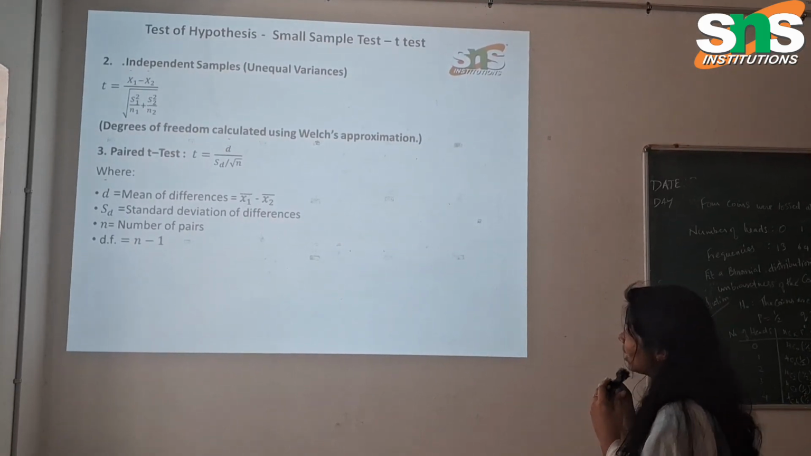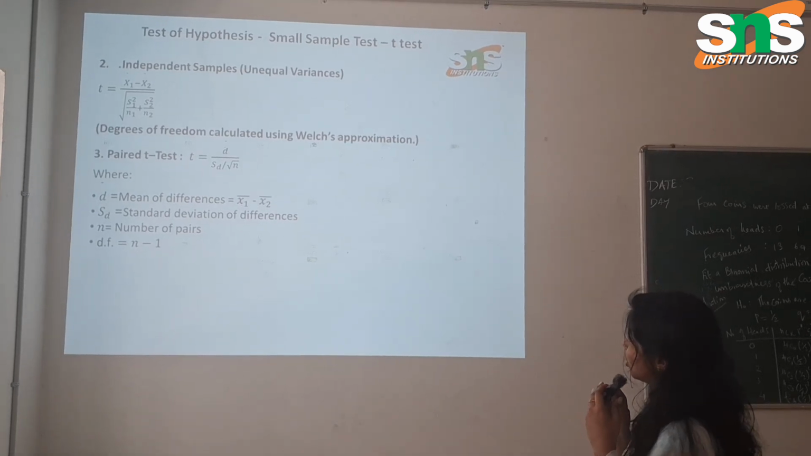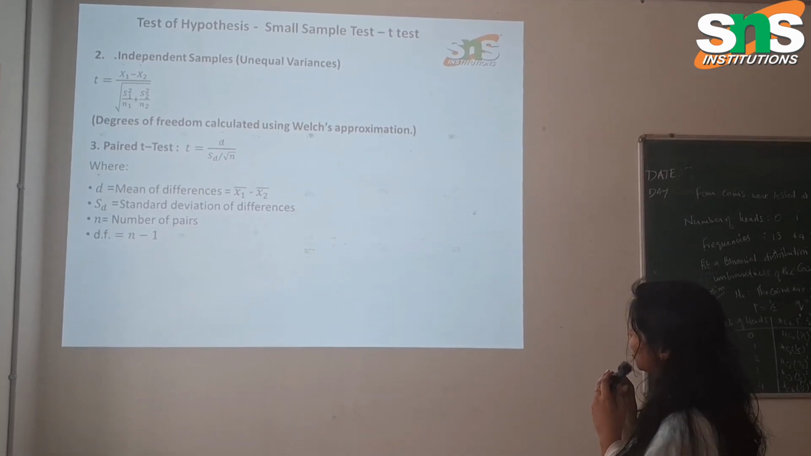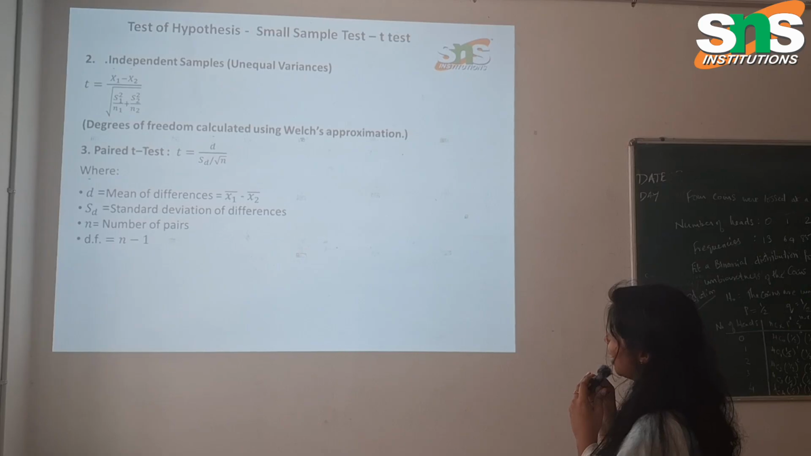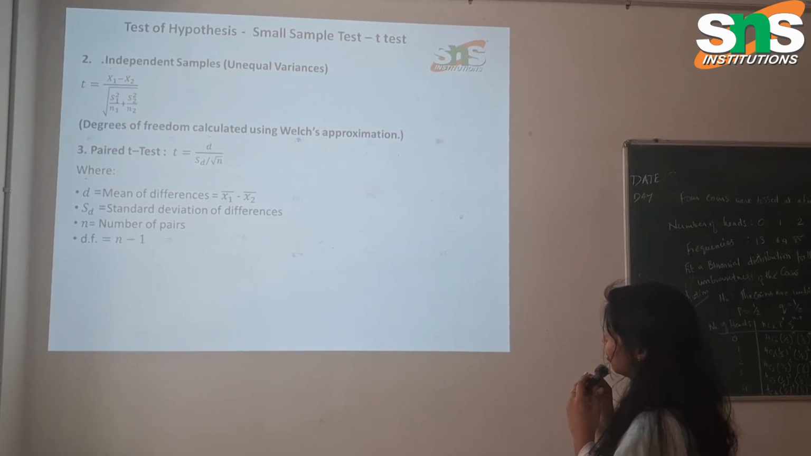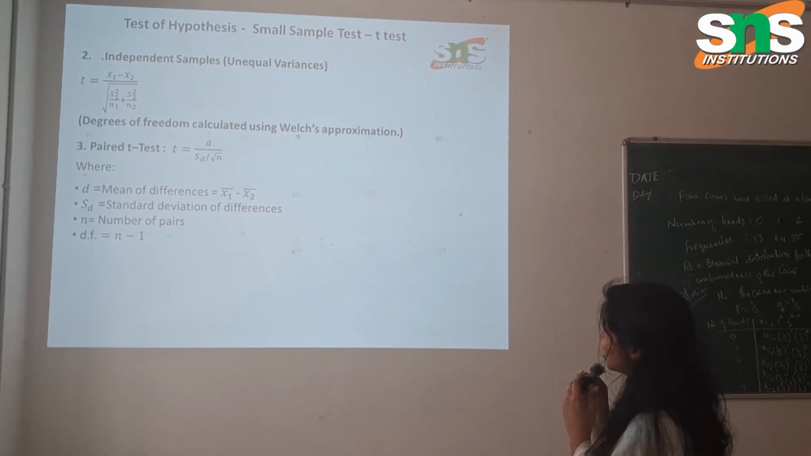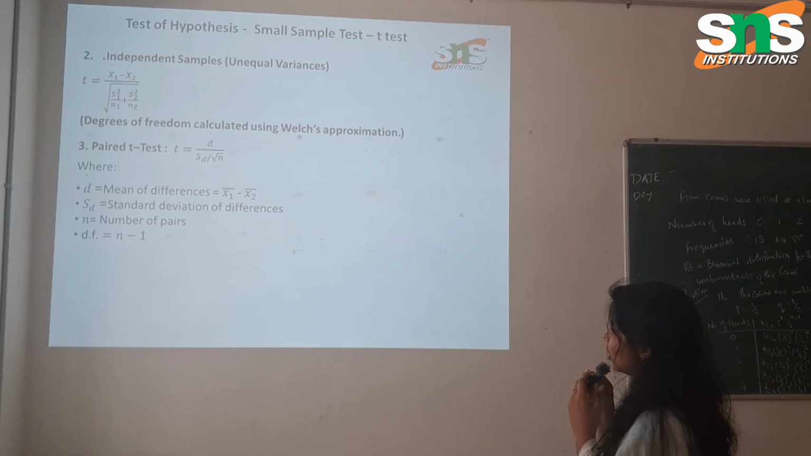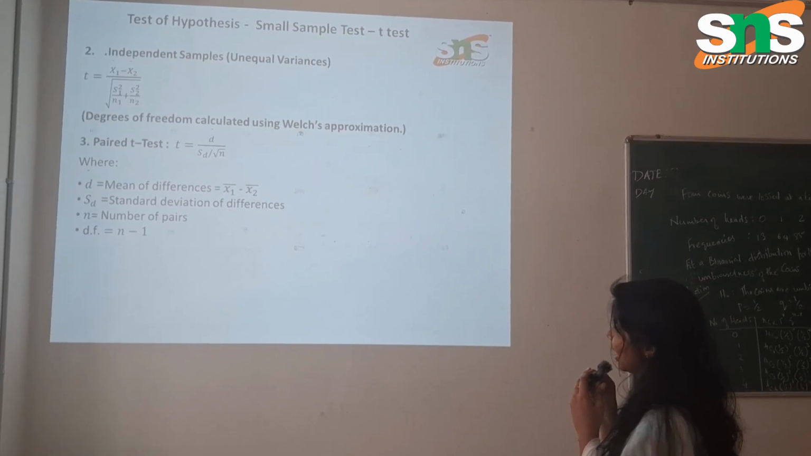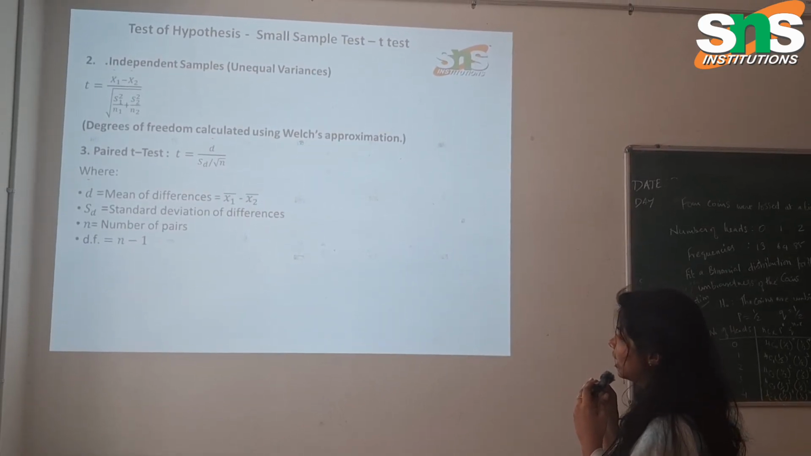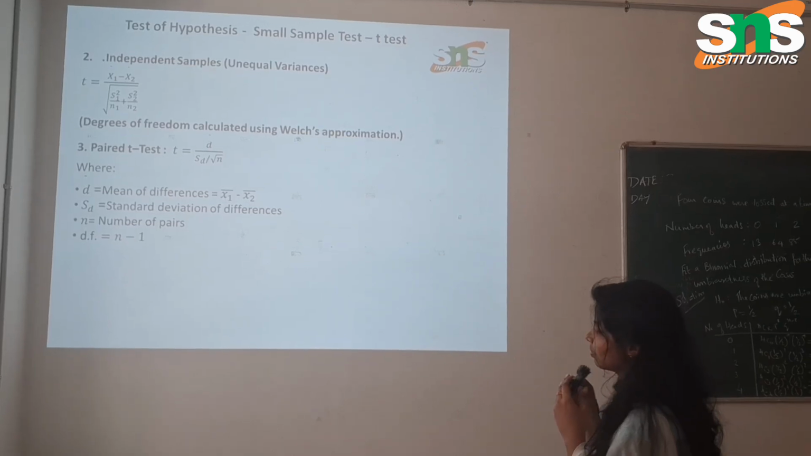Third one, paired t-test. t is equal to d bar divided by sd by root of n, where d bar is equal to the mean of differences, x1 bar minus x2 bar. sd is equal to the standard deviation of differences. n is equal to the number of pairs. Degrees of freedom is equal to n minus 1.